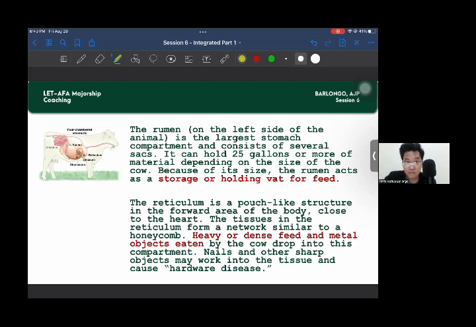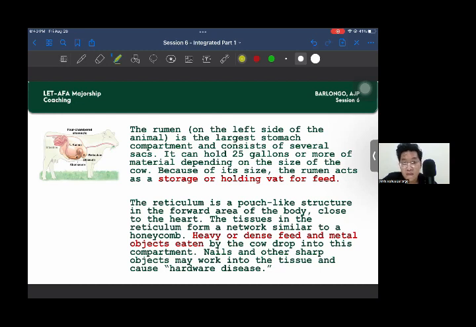So, ayan. So, ang rumen, ito yung pinakamalaki and it can hold 25 gallons or more na mga material depending on the size of the cow. So, the bigger the organism is, the more capacity na meron yung kanyang rumen. Ayan. So, because of its size, the rumen acts as a storage or holding vat for feed. So, ang rumen, ang kanyang function is mag-hold ng maraming materials which can be feed and everything.